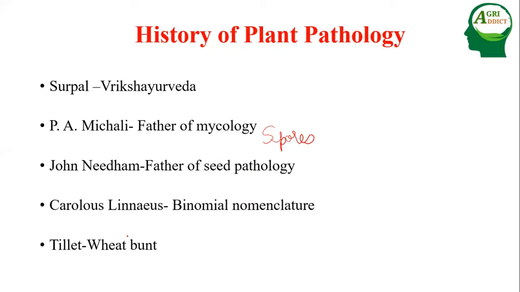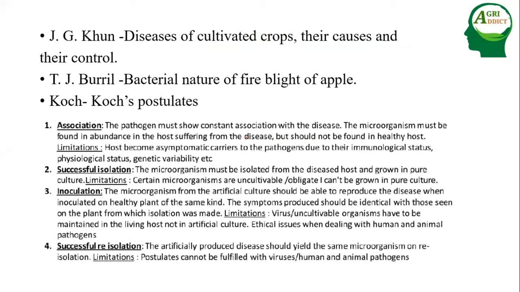And Tillet gave the seed treatment for the wheat bunt. Now, J.G. Kühn gave the book Diseases of Cultivated Crops, Their Causes and Control. And the bacterial nature of fire blight of apple, caused by Erwinia amylovora, was first shown by T.J. Burrill.